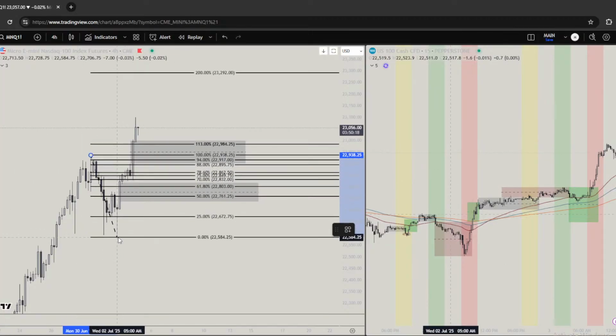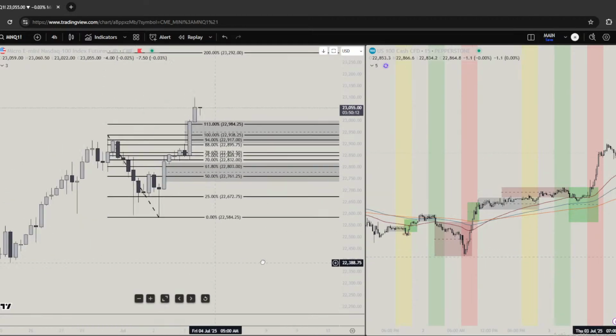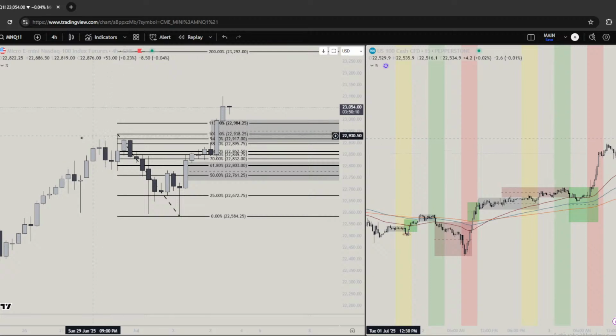To the low. Accumulation range, high to the low. Go highs, equal lows. Distribution.